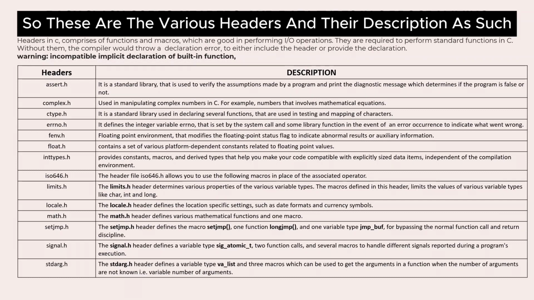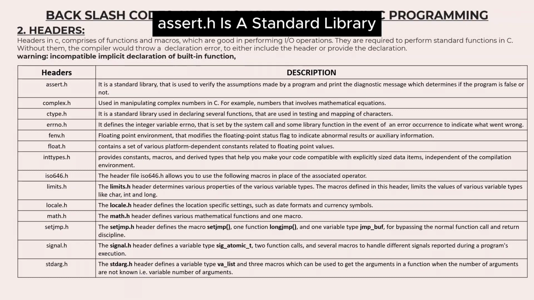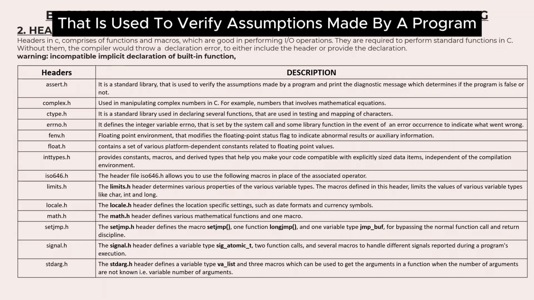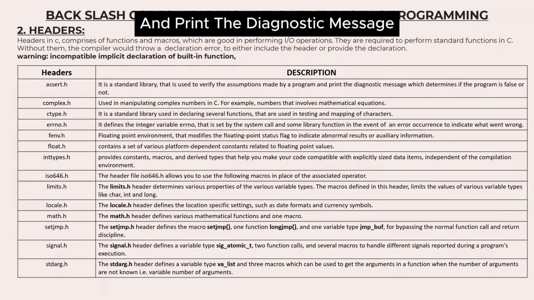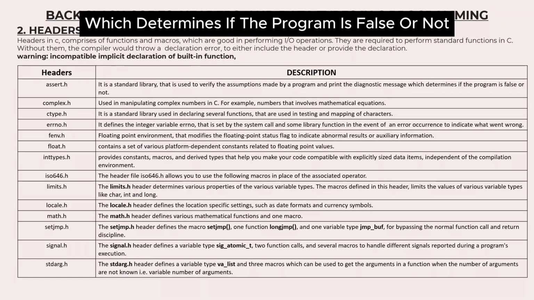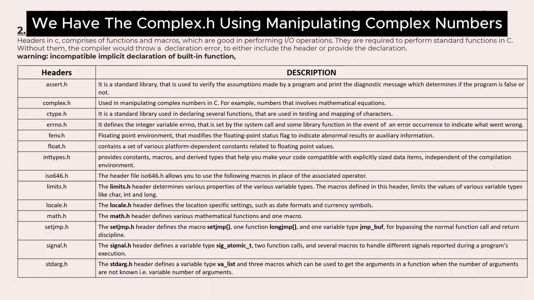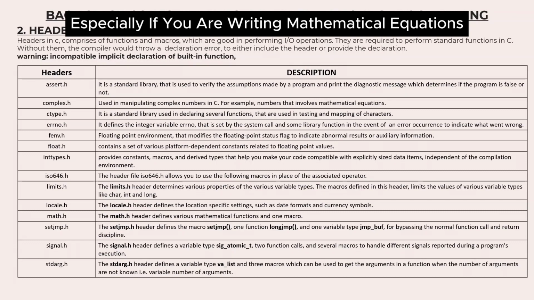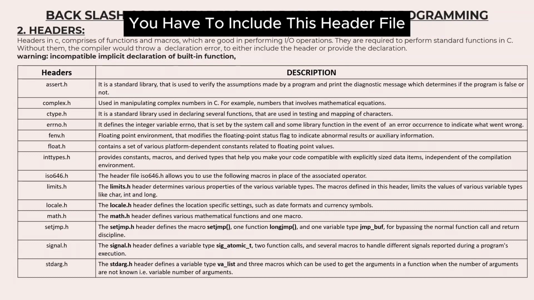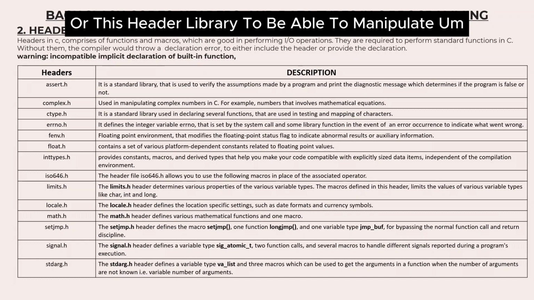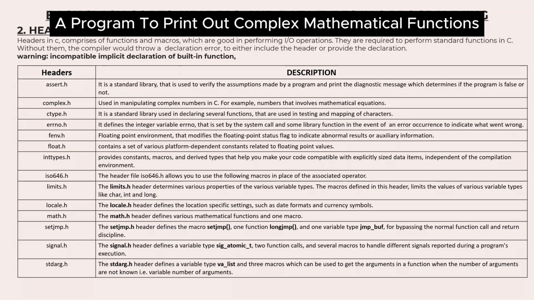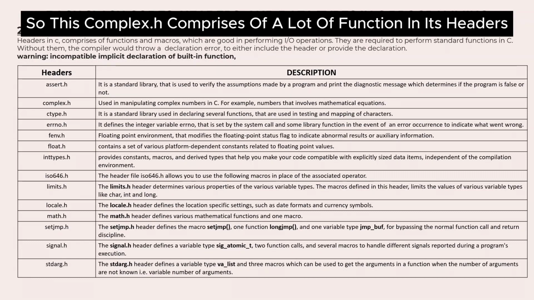So these are the various headers and their descriptions. Assert.h is a standard library that is used to verify assumptions made by a program and print a diagnostic message, which determines if the assumption is false or not. We have complex.h, used in manipulating complex numbers, especially if you're writing mathematical equations. You have to include this header file to be able to manipulate a program to print out complex mathematical functions. So this complex.h comprises a lot of functions in its header library.